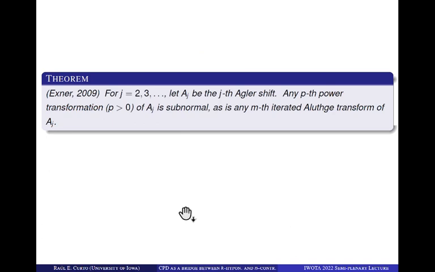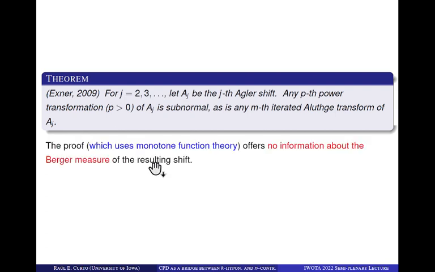Exner proved that if you look at the Agler shift, any p-th power transformation is again subnormal, as is any m-th iterated Aluthge transform of it. So all the Agler shifts, all the iterated Aluthge transforms of the Agler shift, any power p, they are all subnormal. The proof uses this completely monotone function theorem, which unfortunately offers no information about the Berger measure of the resulting shift.